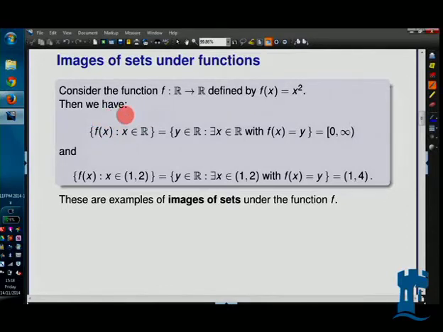our notation for this is going to be called the image of f, and we're going to write it as f of R, the set of all the values you can get at.